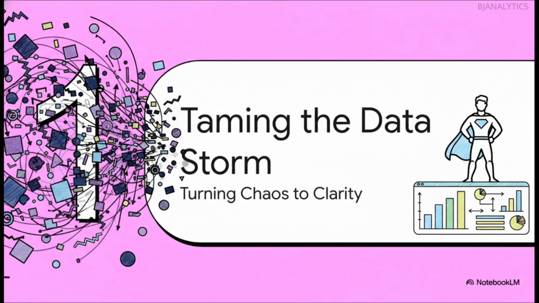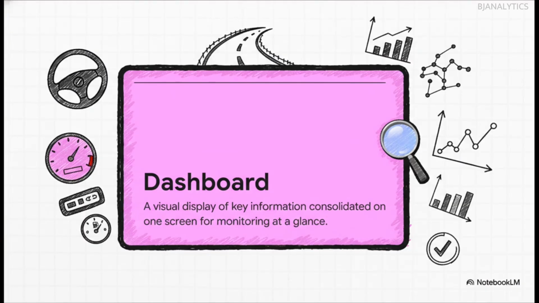The whole goal is to tame that data storm, to take what looks like pure chaos and turn it into crystal clear insights. And the main tool we use to do that is called a dashboard. The best way to think about this is like the dashboard in your car. It doesn't show you every single tiny thing happening inside the engine, right? Of course not. It shows you the most critical information, your speed, your fuel, maybe a warning light, all in one easy-to-read place. That way, you can make quick, smart decisions. A public health dashboard does exactly the same thing.